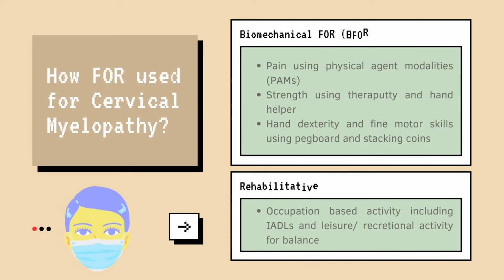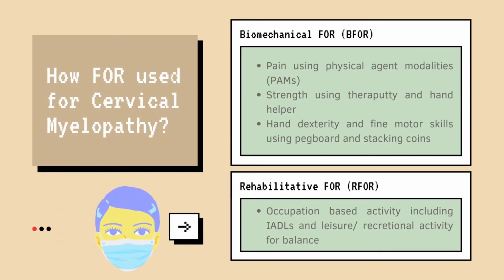So, how can these FORs be used for cervical myelopathy? The biomechanical FOR is used to address pain, strength, hand dexterity, and fine motor skills, while the rehabilitative FOR uses occupation-based activity including IADLs and leisure activity.